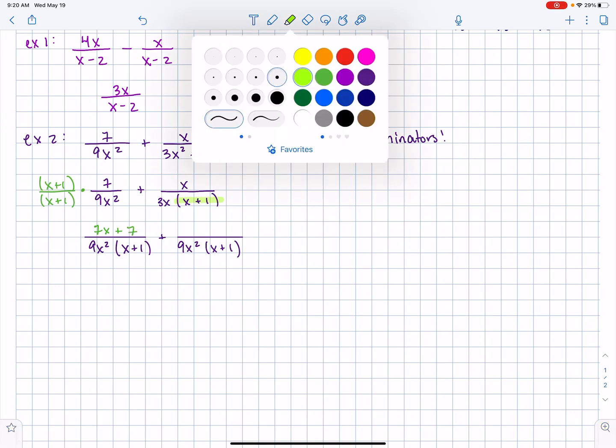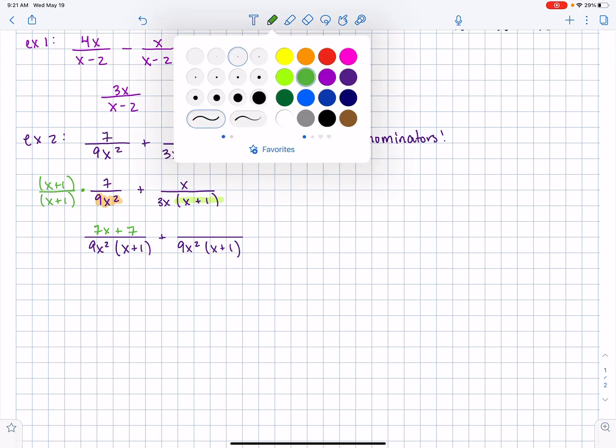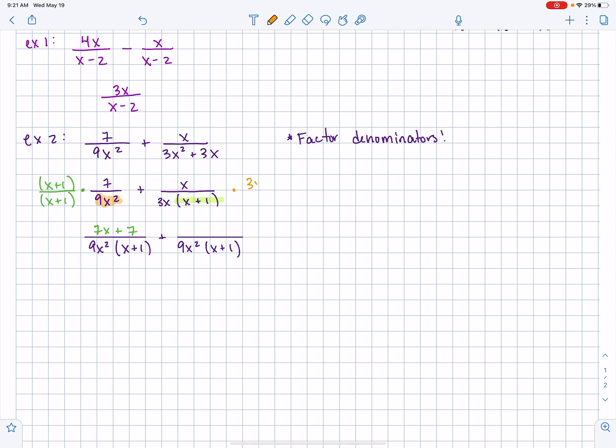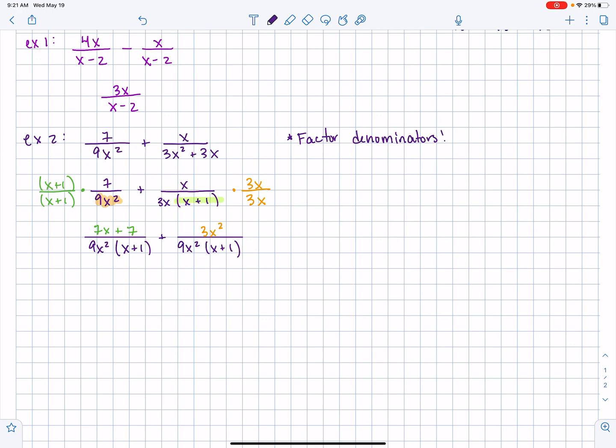All right, so the one on the right has a 3x and it has an x plus 1, but it's missing that 9x squared part. We don't have to multiply it by 9x squared. We're just trying to get to 9x squared, meaning that we're going to multiply this one by 3x over 3x. That's going to get us to that 9x squared. So 3x times x, 3x squared. Of course, at this point I could reduce, but we don't want to reduce because we have to have those like denominators. All right, so now it's time to add up our numerators.